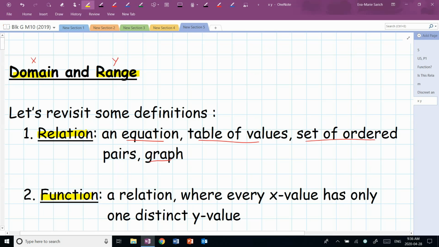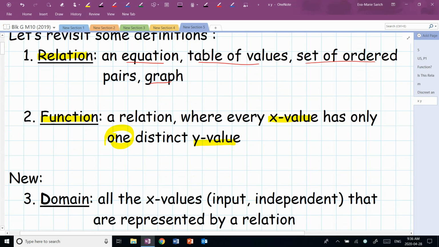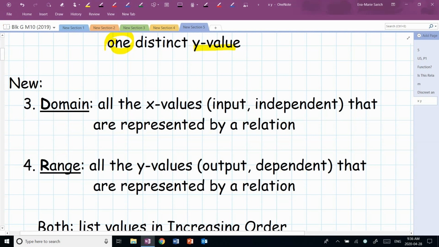Now remember that a relation is a function only if the x value has only one distinct y value. So an x of a certain value can't go to more than one y value. On graphs, we used the vertical line test. I think everyone has got that down. So let's look at today's stuff.